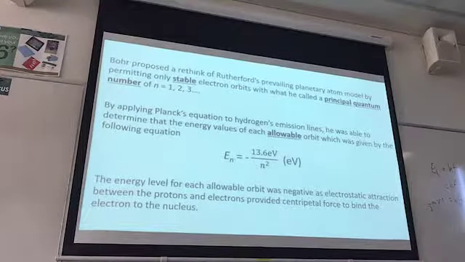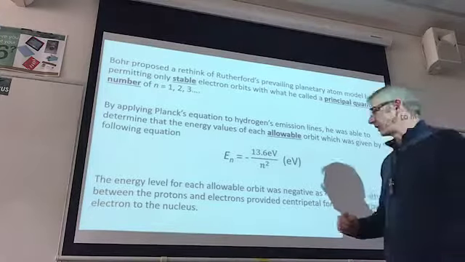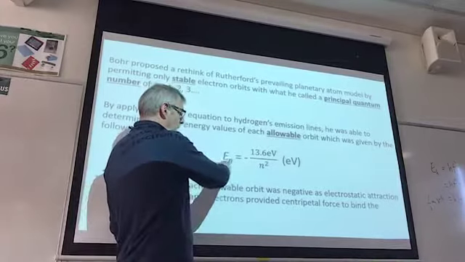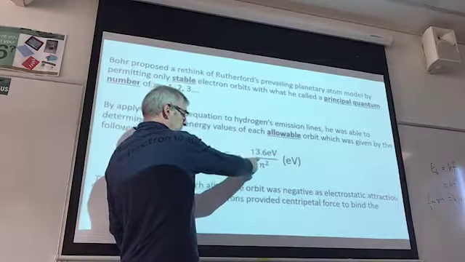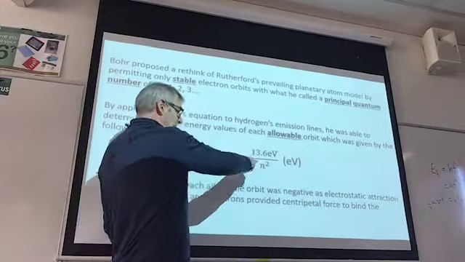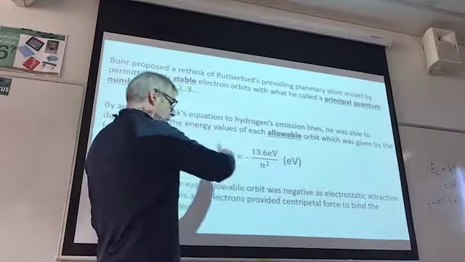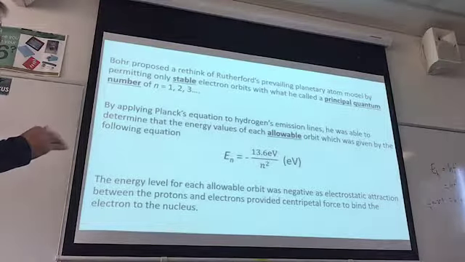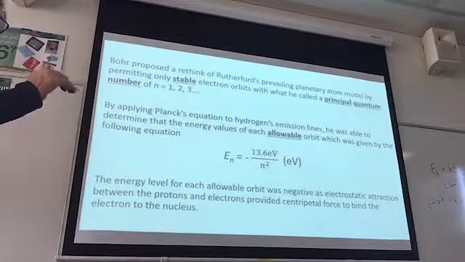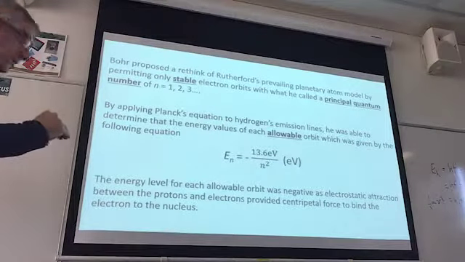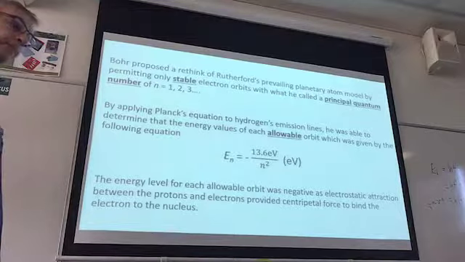And the energy of each orbit is related by this equation here. So the energy level for orbit 1 would be minus 13.6 electron volts. For energy level 2, it would be that divided by 4, and for 3, that divided by 9, and so on. So that allows you to work out the energy for those particular orbits.